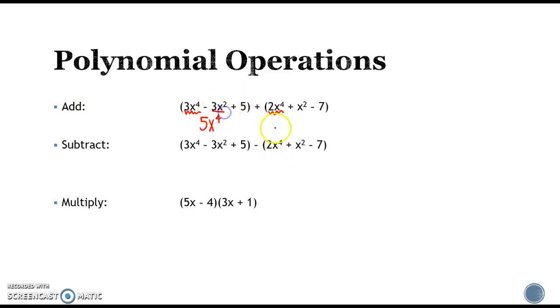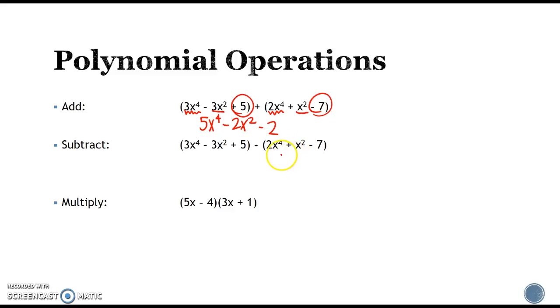Remember, your like terms, same base, same exponent. All right, then I've got a negative 3x squared and a positive x squared. Give me a negative 2x squared. And then I've got a positive 5 and a negative 7 to give me a negative 2. So all I did was combine like terms.